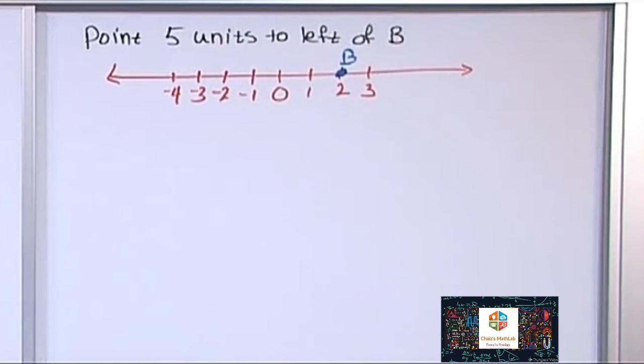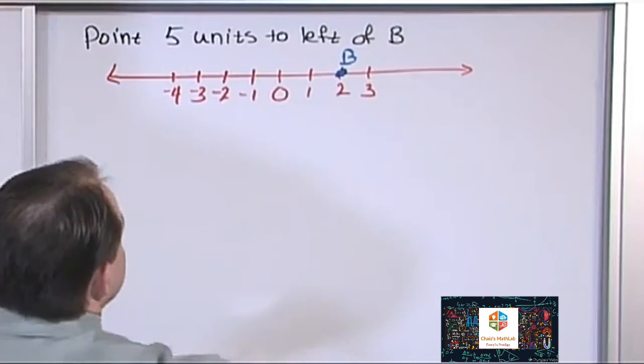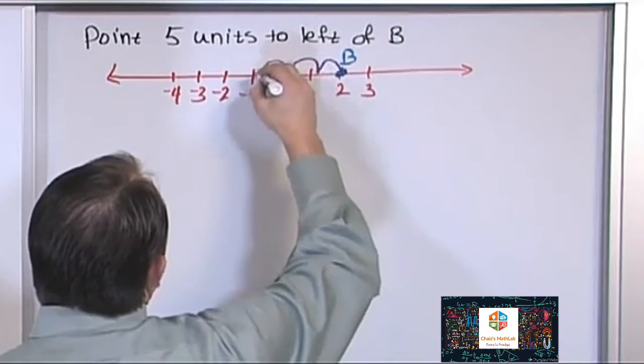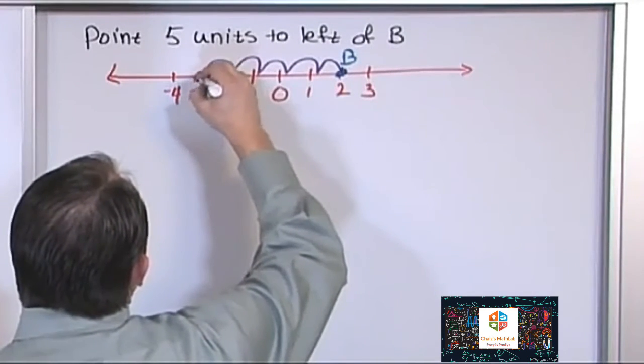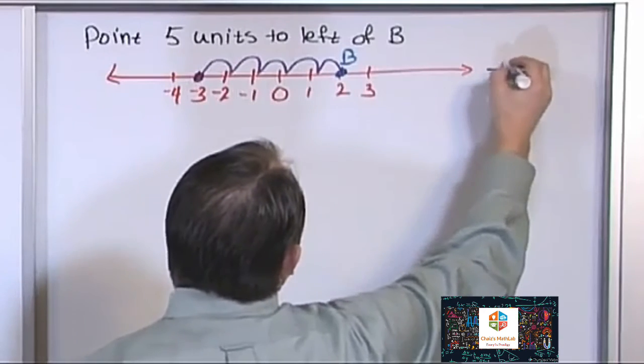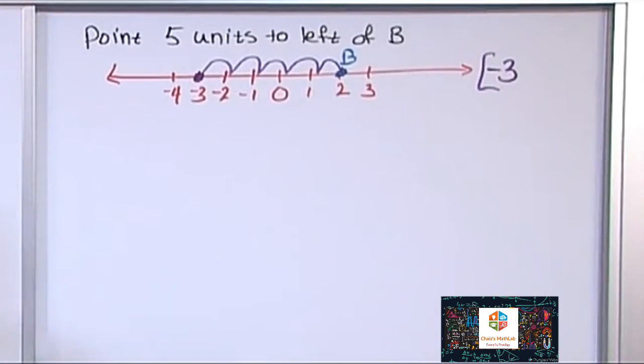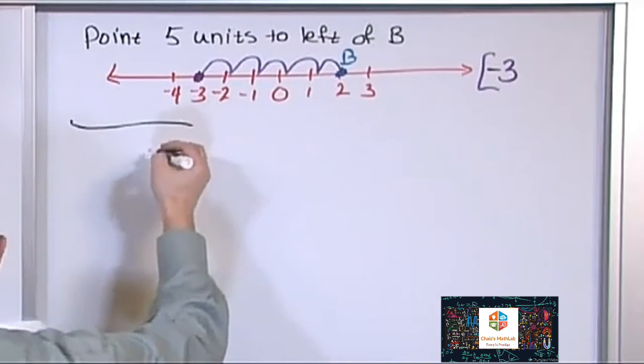So if you were told 5 units to the left of B, how would you do that? Well, to the left means you go to the left. 1, 2, 3, 4, 5. And you landed on negative 3. So the answer is negative 3. And that's where you would land. All right, now let's do one more. This one's a little bit, it's not harder. It's just a little different.